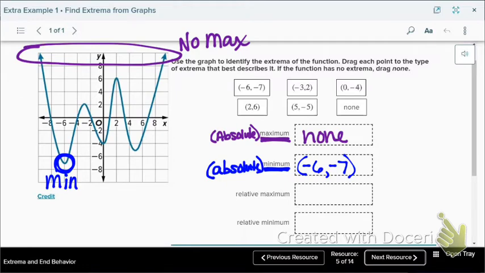Do we have any relative maximums? Any peaks at all? Yes, I heard 2 peaks. Where are they? 1, 6. Looks like there's one right here, and it's telling me that the ordered pair there is 2, 6.